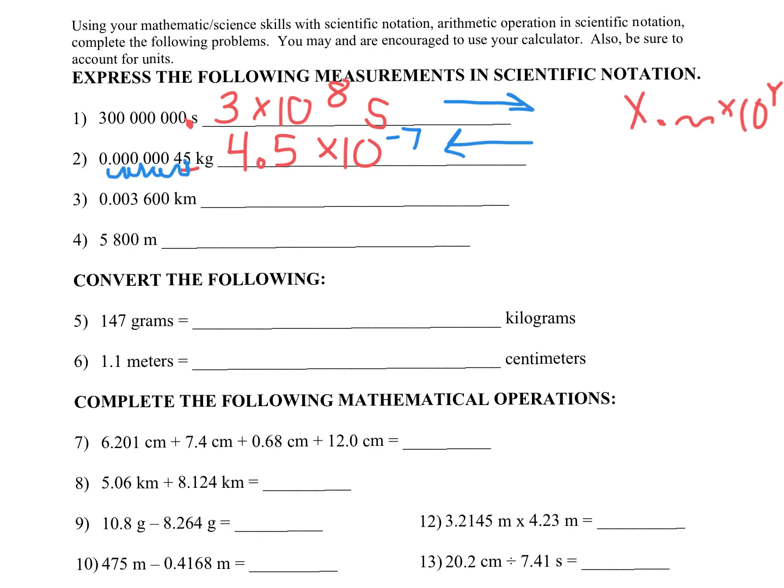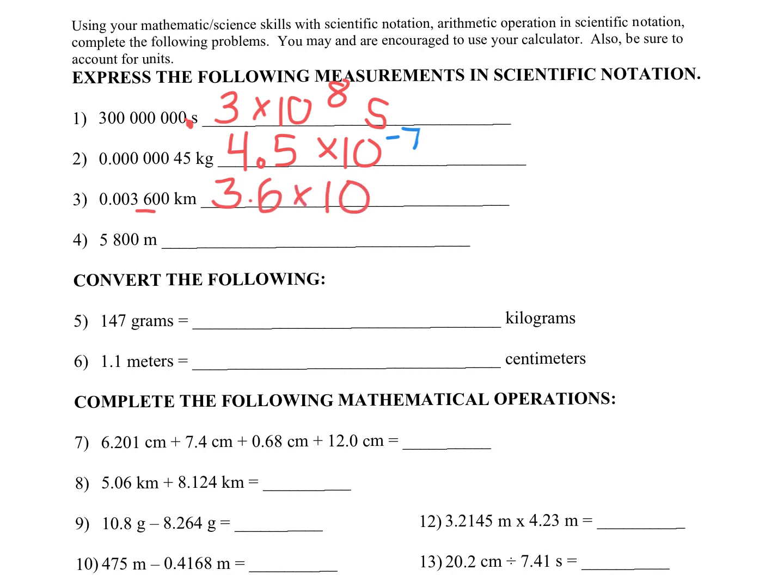Hopefully that helps. Next up, number 3, looks like the furthest to the left non-zero digit is 3. So I'm going to do 3.6 times 10 to the... And if I have my decimal between the 3 and the 6, I'm going to go back 1, 2, 3 places. And that means I'm going to have it to the negative 3rd power because I had to go to the left 3 times. So it's a negative.